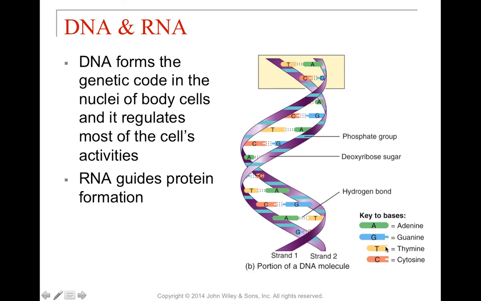So A can only bind to T because we need one large and one small, and they have to have the same fit. And then G can only bind to C because, again, we need one large and one small, and they are going to have a different amount of hydrogen bonding, basically. So you can see G and C are going to have 3 hydrogen bonds, and A and T are going to have 2 hydrogen bonds. And that's how we have specificity in this molecule.